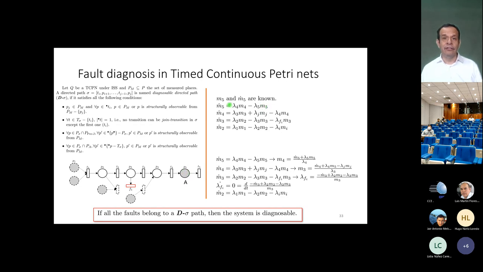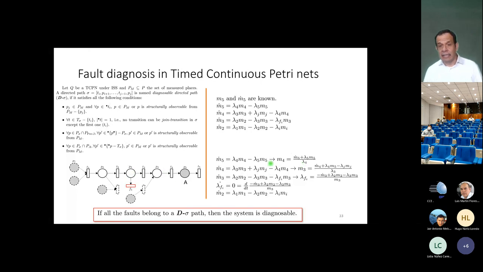And if you know this, then you know the derivative of this number, of this signal. Thus, the only signal that I don't know is M4. So I can compute M4 from this equation like this. Also, from the next equation, I can compute M3. And I move downstream in this path until I arrive to this place, the place that has the fault.